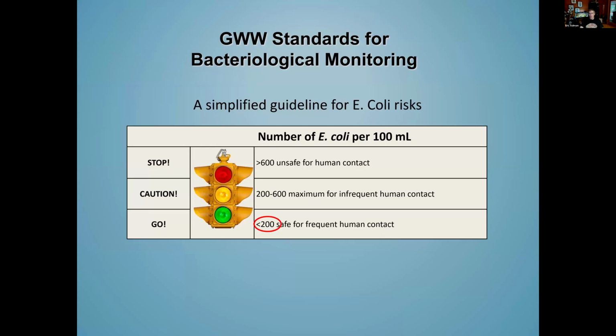There's different standards for bacteriological monitoring. Global Water Watch has their own set of standards, and they use this kind of a stoplight representation. And so according to their standards, under 200 CFU is safe for frequent contact. 200 to 600 is use caution, and greater than 600 is definitely unsafe.